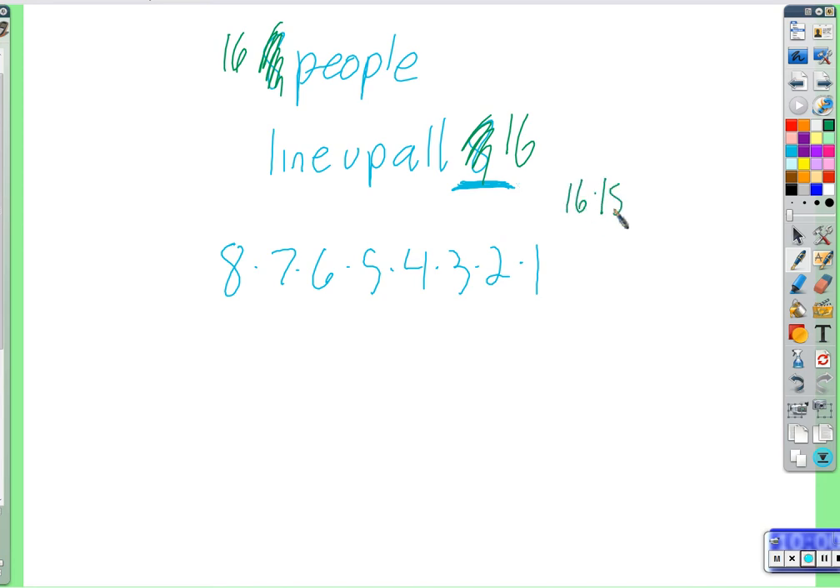16, 15, 14, all the way down to what? To 1. 3, 2, 1. And what if we change that to 100 people? Okay, all right. Anybody do this already? Yeah. Well, how big is it?